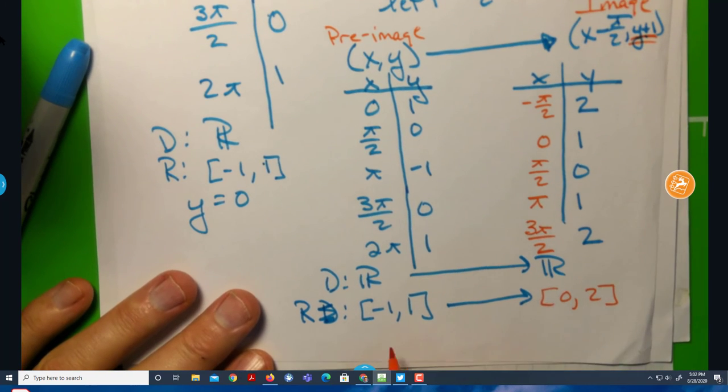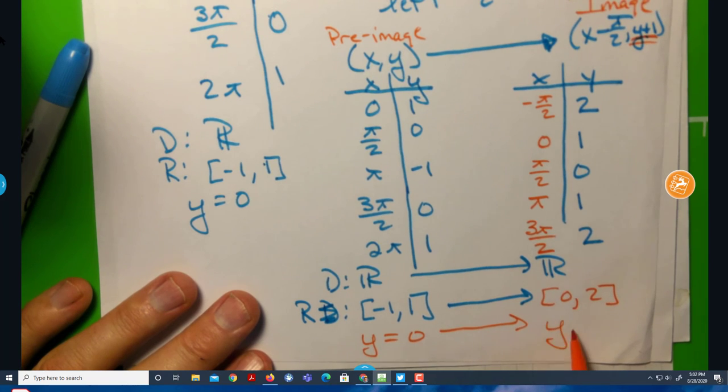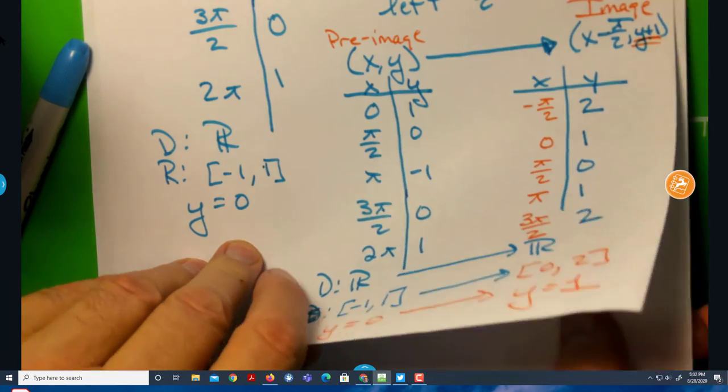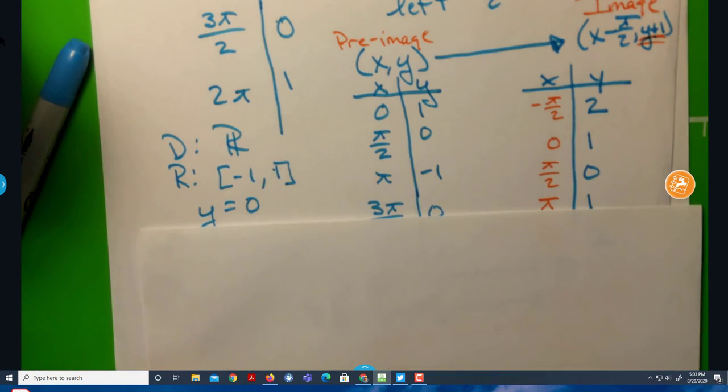My sinusoidal axis was y equals nothing. But when I add 1 to that, my new sinusoidal axis is y equals 1. So how do I put this together? Well, let's see.